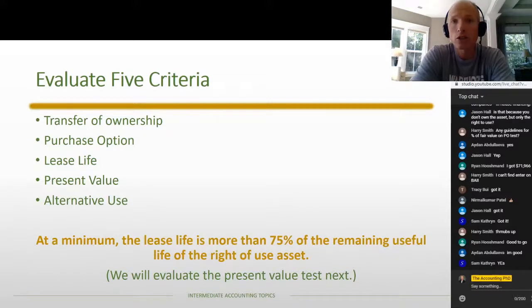First of all, regardless of whether it's a finance or operating lease, we need to do the present value calculation. Second of all, it just gives us some extra practice to understand how to apply the present value test. And by the way, on a test, if any one of these things triggers a finance lease, then it should be classified as a finance lease.